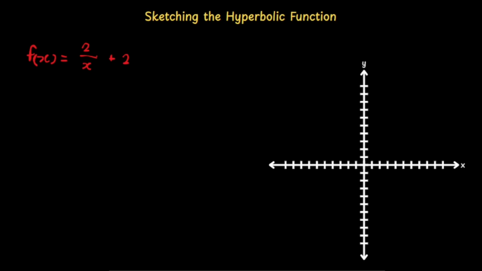Now, in order to sketch the hyperbolic function, we are going to look at its significant points or its significant characteristics. And when it comes to the hyperbolic function, it has two very significant characteristics, and that is its vertical and horizontal asymptote as well as its shape.